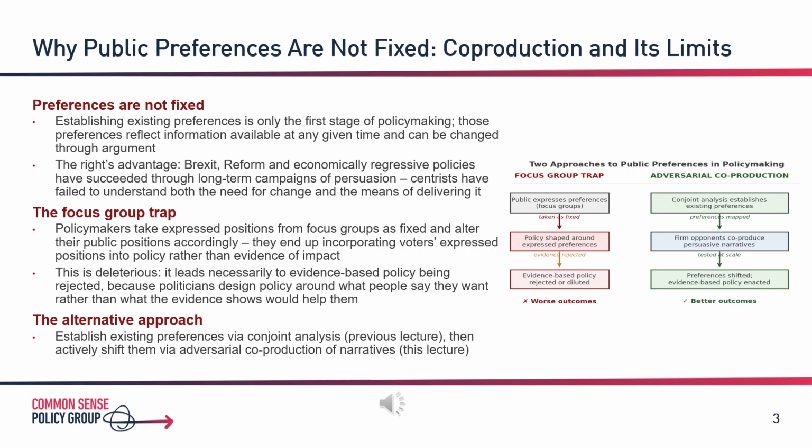The focus group trap is the most practically damaging version of treating preferences as fixed. When politicians commission qualitative research that concludes working-class communities oppose immigration on racial grounds, and then design policy around that conclusion, more flag-waving, tougher rhetoric, they are both misreading the evidence and abandoning the people who most need change. This is empirically wrong. Those communities' expressed positions are responses to material conditions that redistribution could address, not fixed identity commitments.